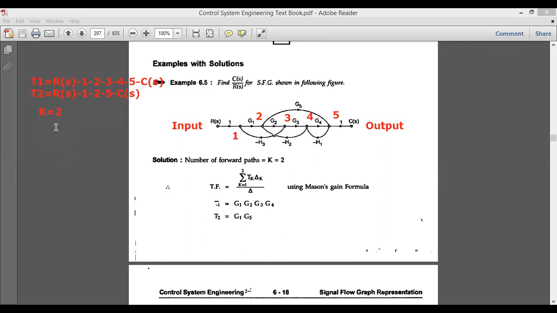Okay, so how many Ks do we have in total? K1 and K2. Based on K1 and K2, we will have delta 1 and delta 2. Fine, so these are the basic things we obtained from the signal flow graph. The value of K is known, and the total 2 forward paths are known. The forward paths T1 and T2 are just the flow of signal, but we should consider the gain of that particular forward path.